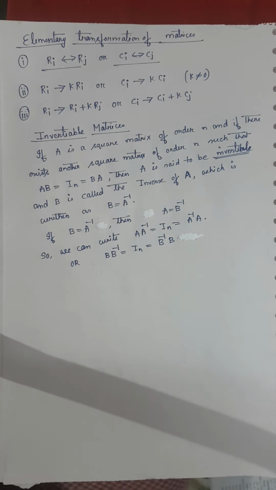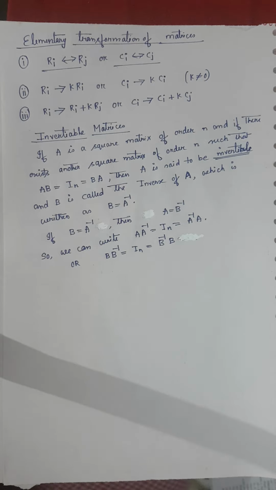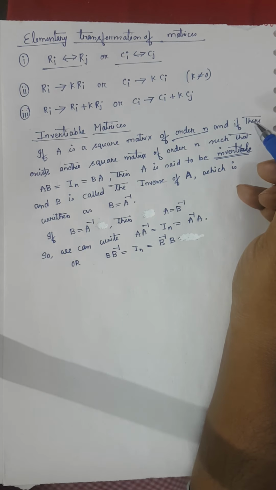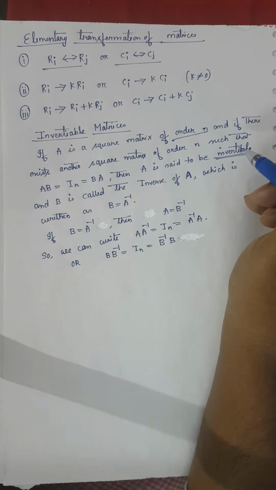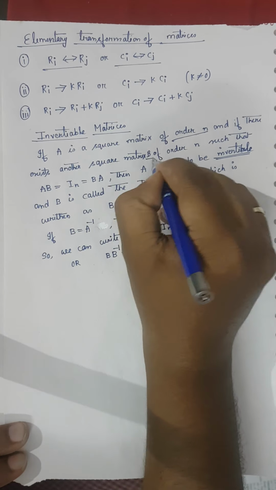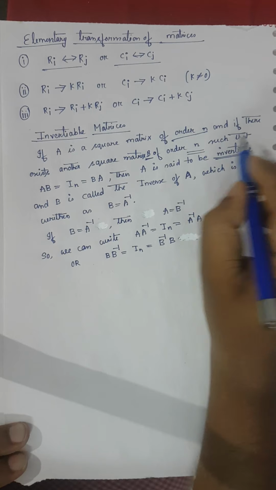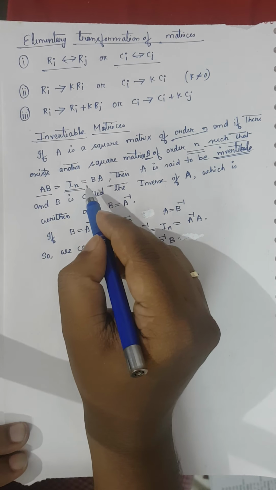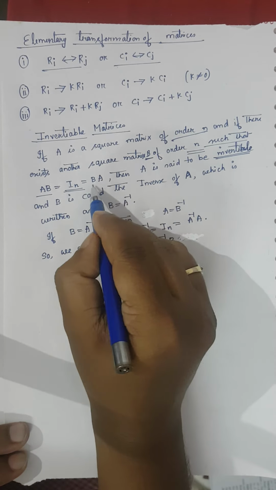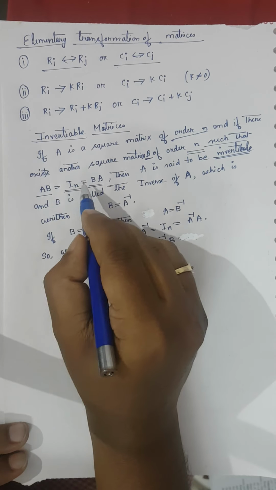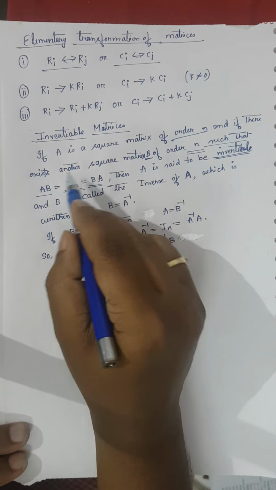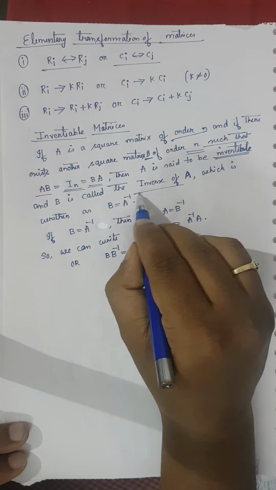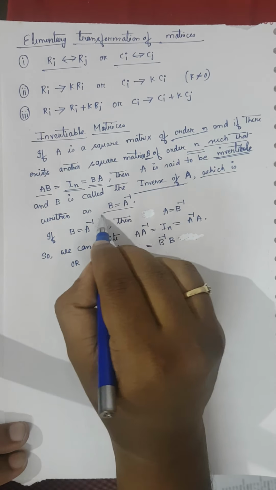See, invertible matrices. If A is a square matrix of order n, that is, it should be a square matrix of order 2 by 2, 3 by 3, etc., and if there exists another matrix B of order n, that is, they must be of the same order, such that the product AB is equal to In, where In is the identity matrix of order n, is equal to B into A. That is, the product of A and B, and the product of B into A is equal to In, then A is said to be invertible and B is called the inverse of A, which is written as B is equal to A inverse.